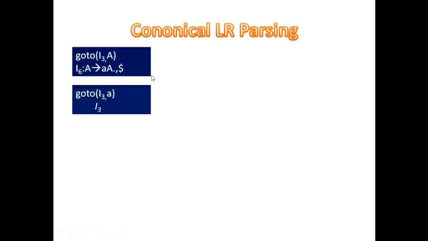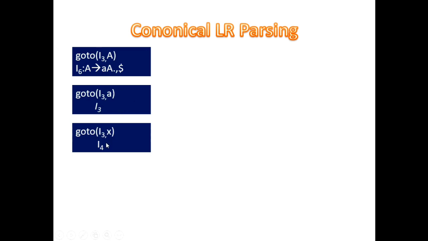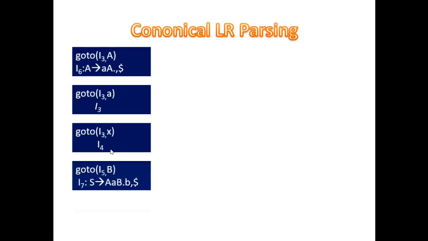Next we'll go for goto of I3 comma A, which will result in A tends to small a, capital A dot, dollar. And next, goto of I3 comma small a will result in I3 itself, because I3 has already been made. Next, goto of I3 comma X will result in I4 because we have already generated this one. Now, goto of I2 comma B will result in S tends to A, small a, capital B dot, and this is called I7.